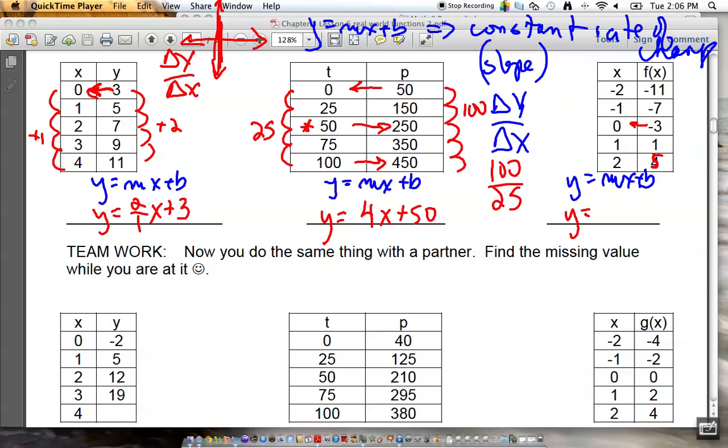Okay, I always like to do the y-intercept first. What's the y-intercept? Negative what? 3, good. And then, what am I going up by here? I'm going up by 4. What am I going up by here? 1. So it's 4x minus 3. Okay, so one more time. Y equals mx plus b rules the day. B pairs with 0. M is the change in y over the change in x. All right, you try the next one.